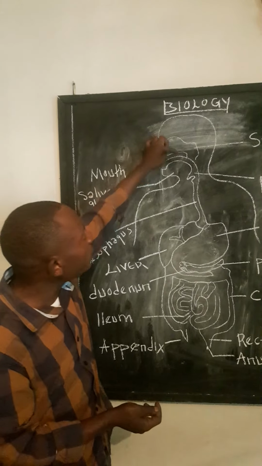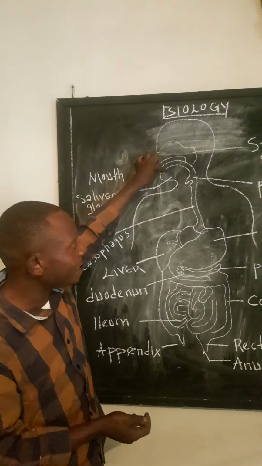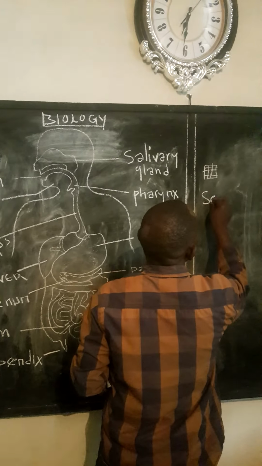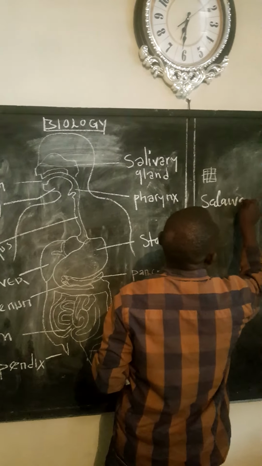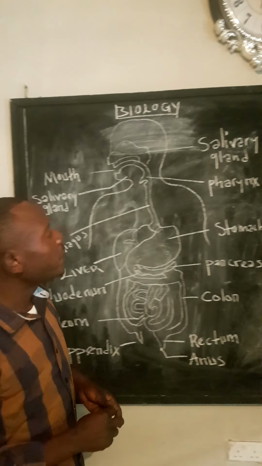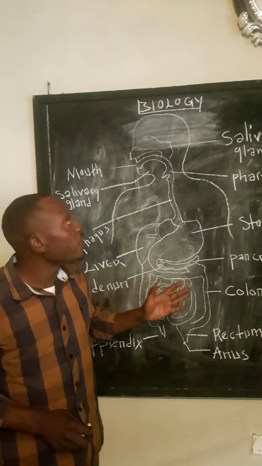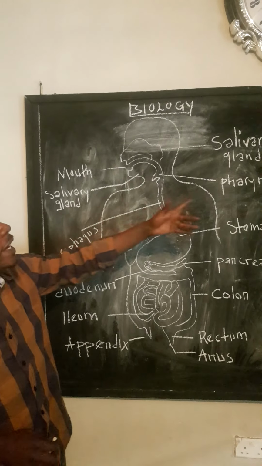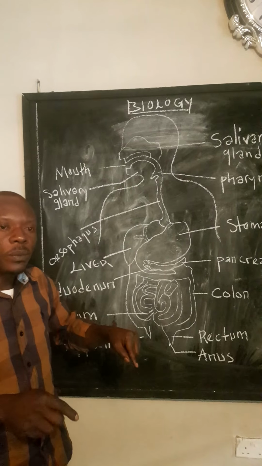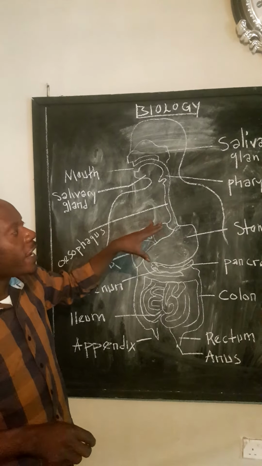So the saliva is now secreted by the glands. What stimulates the glands to secrete the saliva is the chewing action, which is also the physical aspect of digestion.